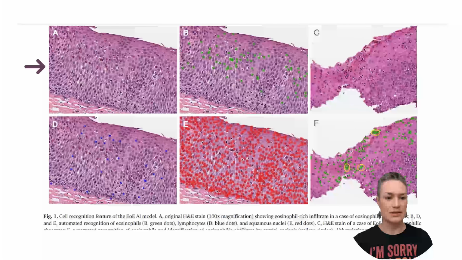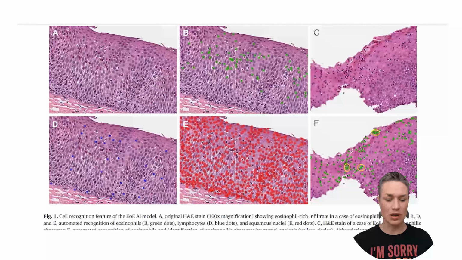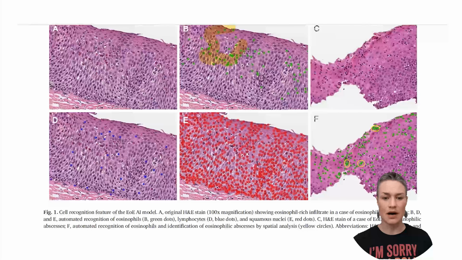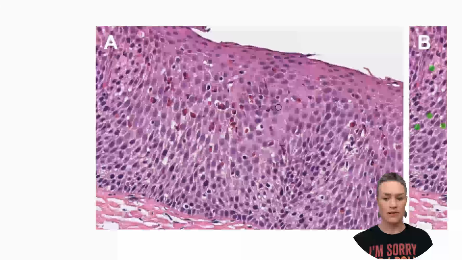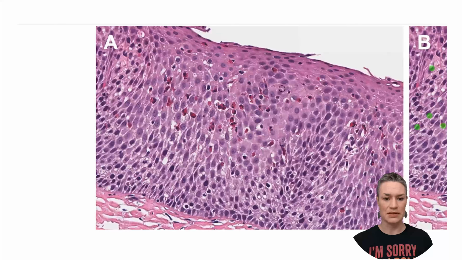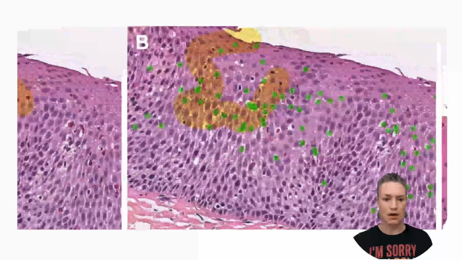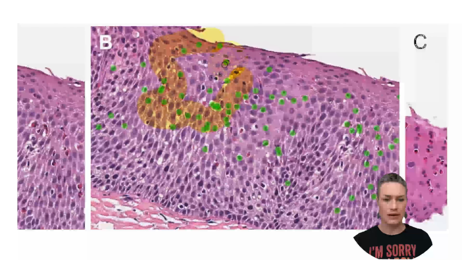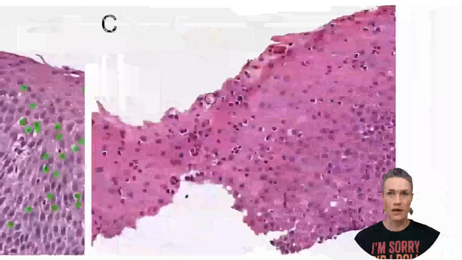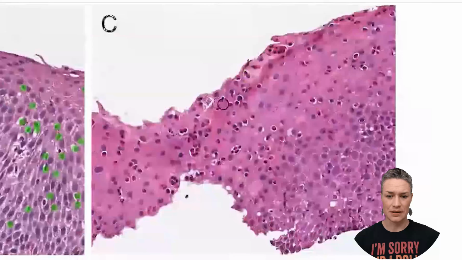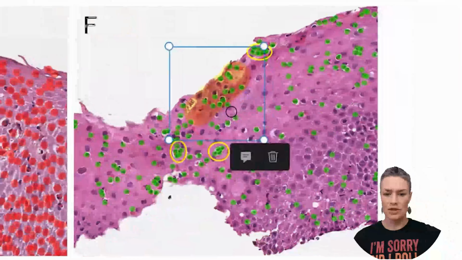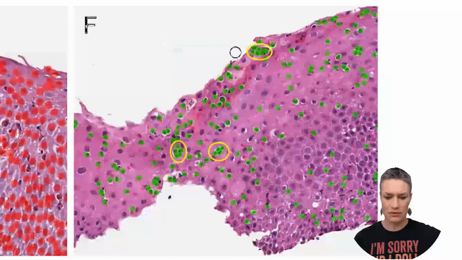So image A is the original image without any markups, and here we are starting to see markups. So the green guys are eosinophils, and we see them here and here. So this is our native image without any markups. This is H&E, and these red guys are eosinophils, and we can see them here on this image as green dots. So all those green guys are automatically detected eosinophils. In image C, these are eosinophilic abscesses. And on image F, we have their automated detection, all those green guys.